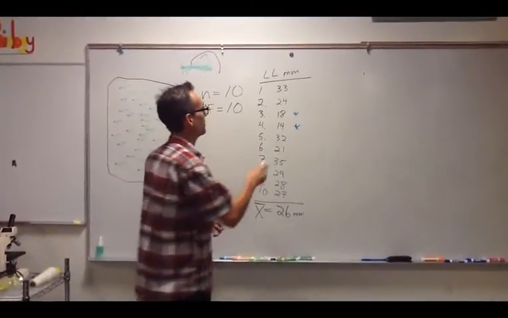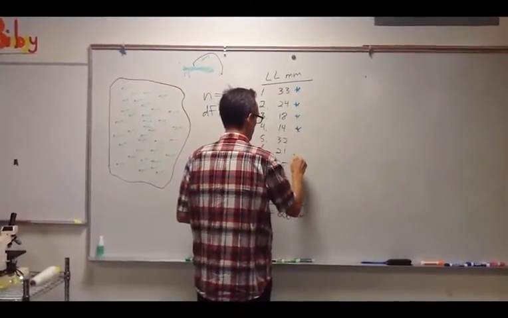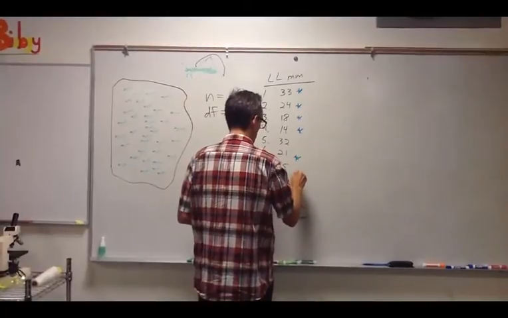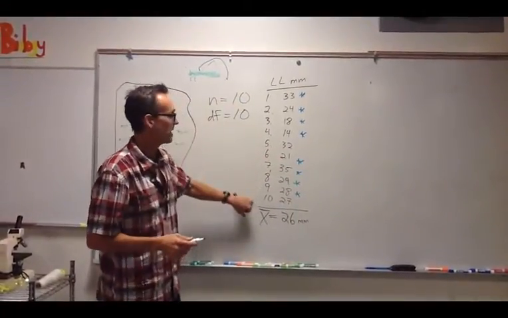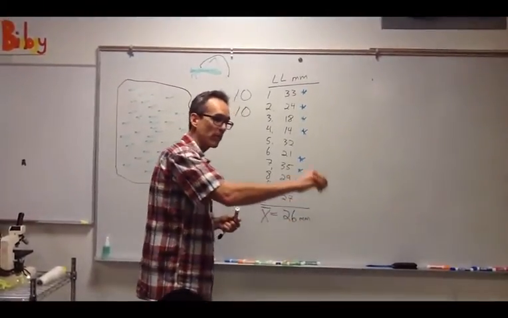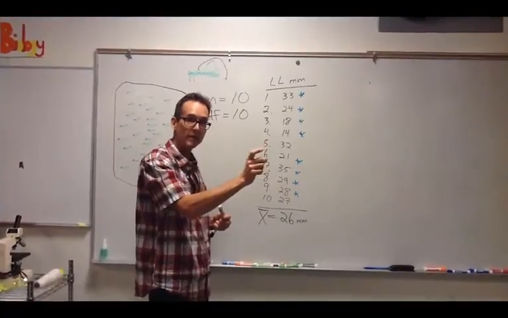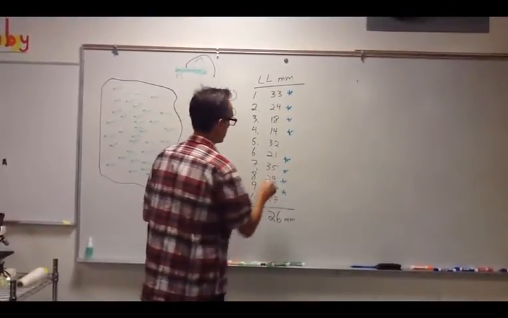And I continue to pull grasshoppers out and measure them. I get all of these measurements, and I've got 2 grasshoppers left in the bag. Now that second to last grasshopper I pull out, its leg length is free to vary among the remaining 2 grasshoppers. And it turns out it's this one.